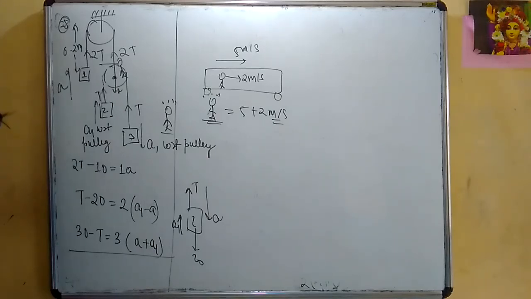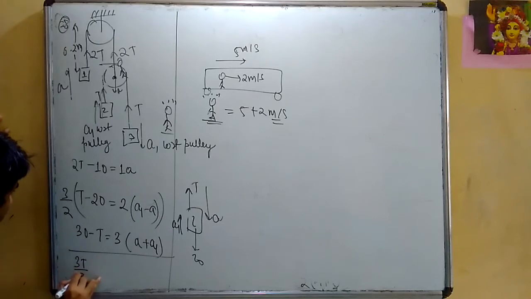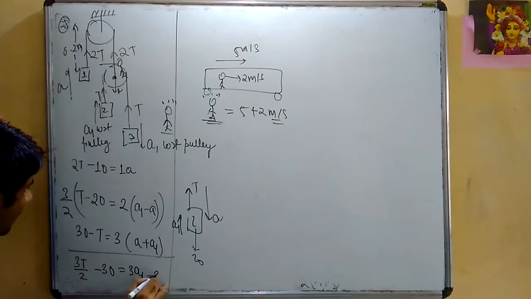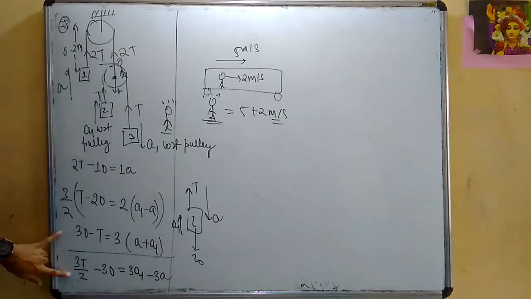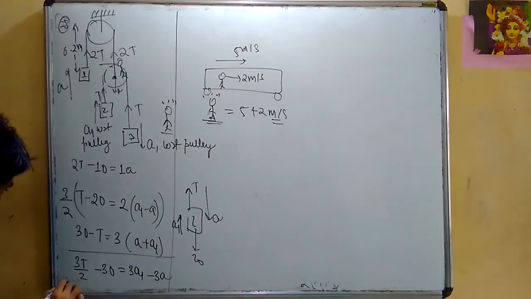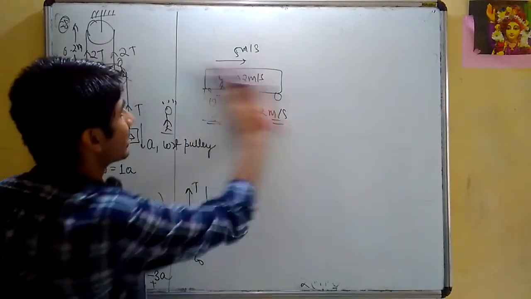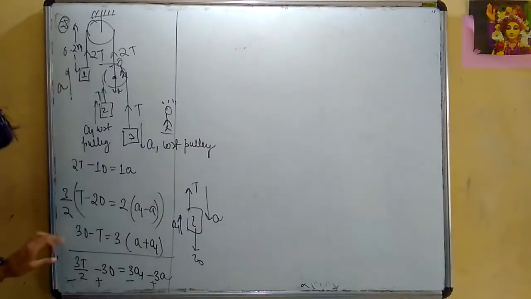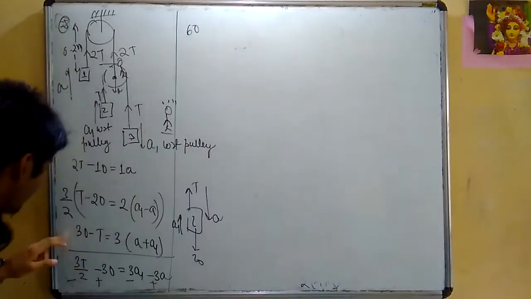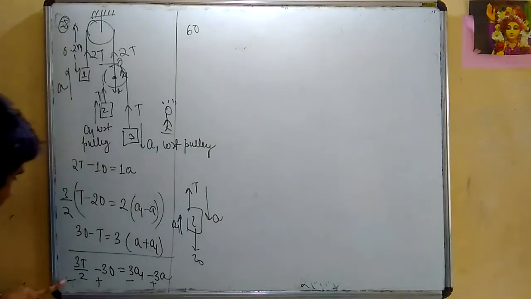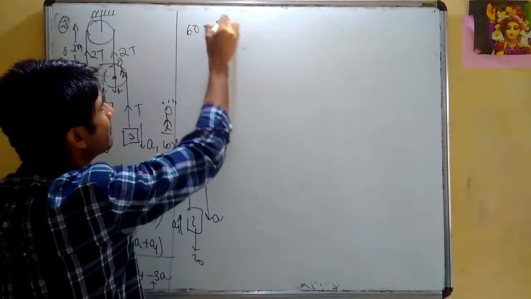Let us multiply this entire equation by 3 by 2. So what do I have? I have 3t by 2 minus 30 is equals to 3a1 minus 3a. And what I have to do is subtract these two equations. So minus plus minus plus. I have to subtract these two equations. So 30 plus 30, how much? 30 plus 30 is 60, and this is minus t minus 1.5 minus 5t by 2 minus 5t by 2.